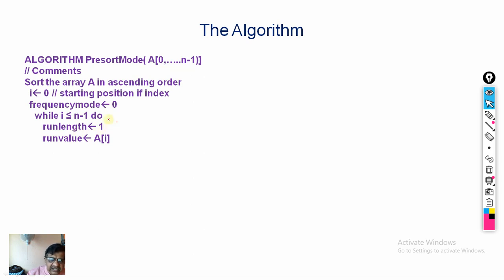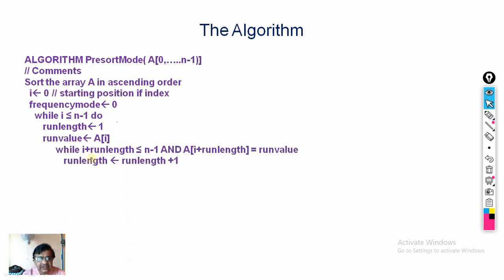Okay, the first iteration started. Let us assume run length equals 1, because this will be pointing to one of the elements. It must be 1, it cannot be 0. At least it repeats one time. So run value equals a of i, whatever is there in that particular position will be taken as run value. Now comparison starts.